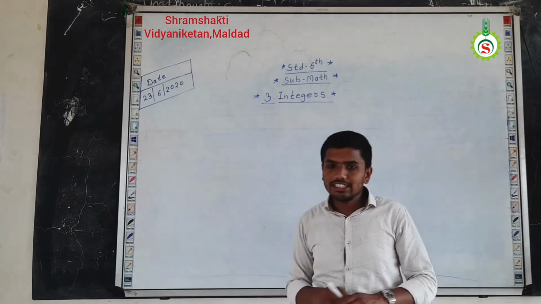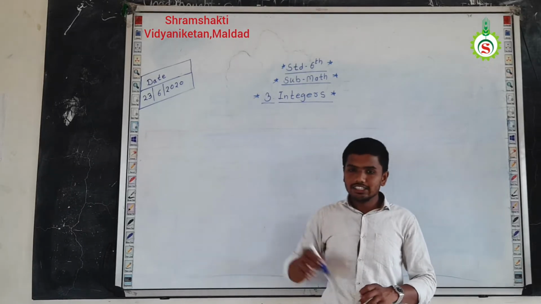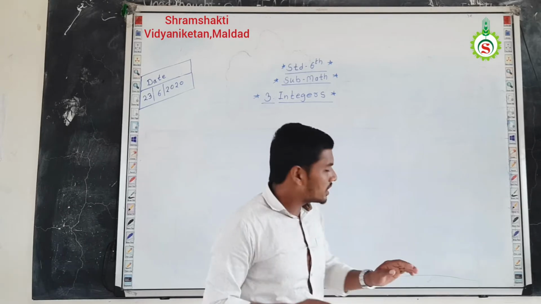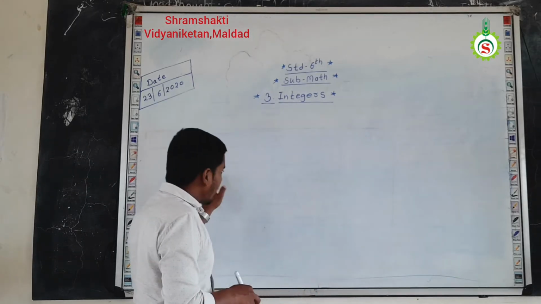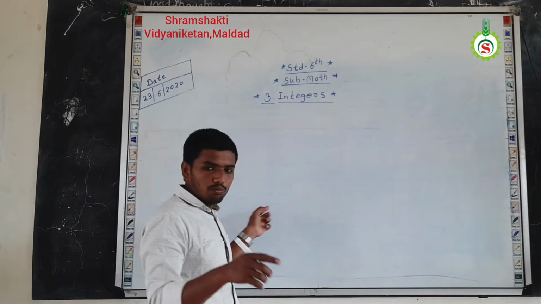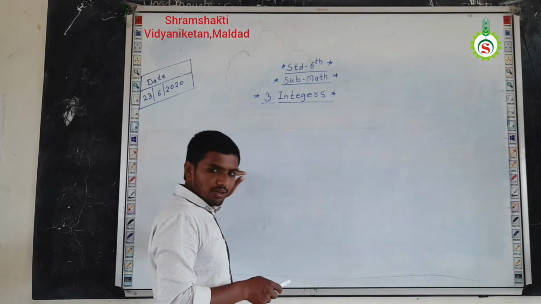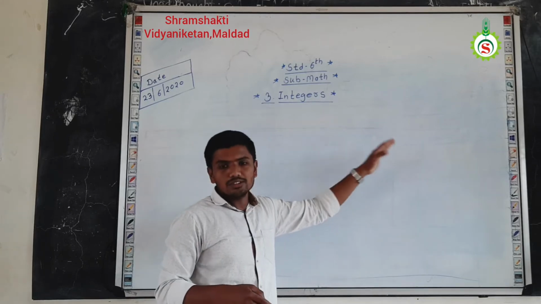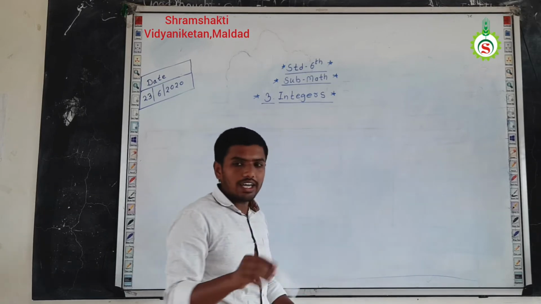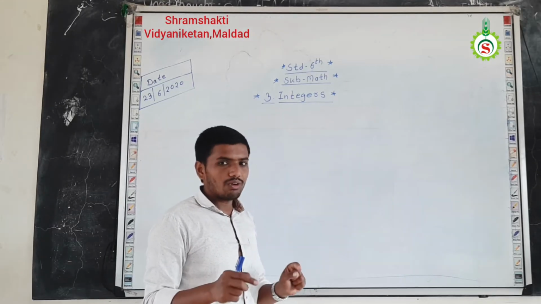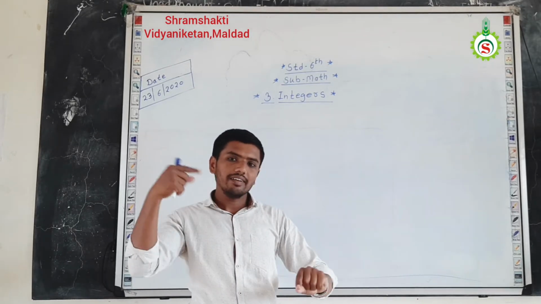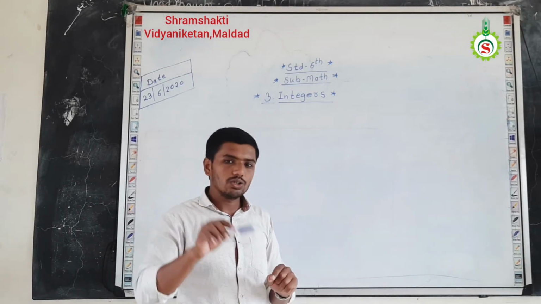Now in the last lecture we started integer numbers. So integer means what? The numbers which are below 0 and also the numbers which are above 0. If we include both the numbers below 0 and the numbers above 0, then that whole series is called the integer number series. That means integer numbers include positive numbers, negative numbers, and 0 also.